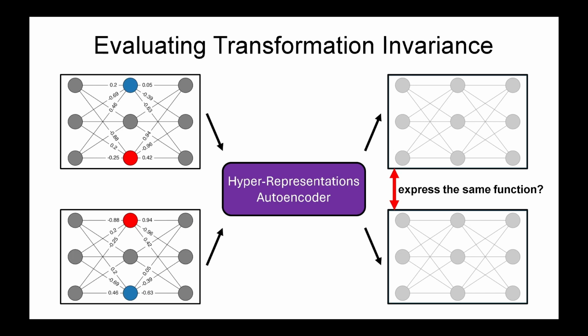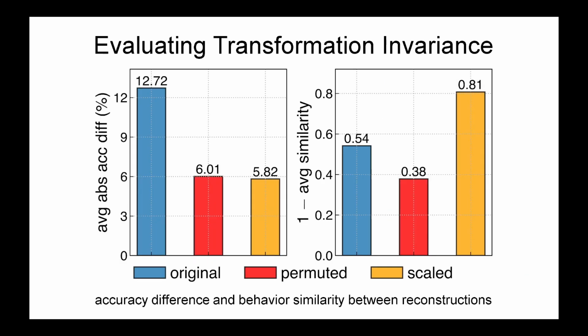We test this by feeding hyperrepresentations an original model and its transformed version. If it's transformation invariant, the pair of reconstructions should express the same function. To check this, we measure the accuracy and behavior difference between each pair of reconstructions. Permuted and scaled correspond to two types of transformations. The large differences show that hyperrepresentations is not invariant to transformation despite being trained with permutation as data augmentation.